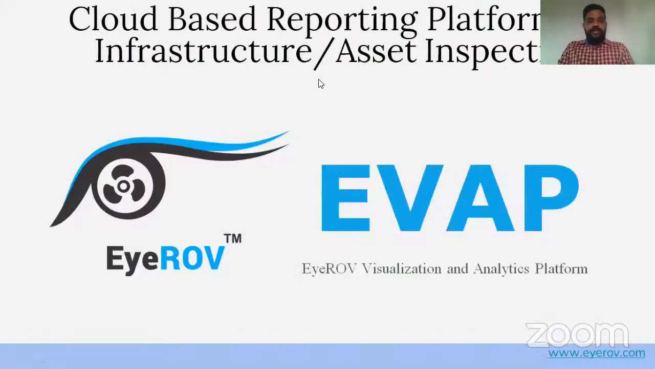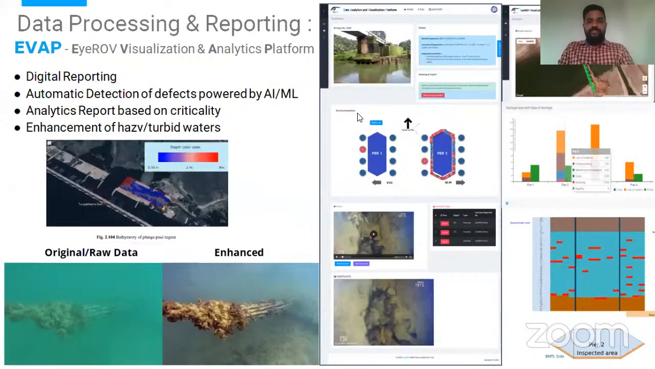This is our IRO visualization and analytics platform, the cloud-based software which I was talking about, and it gives basic visualization and analytics of all the assets which we inspect. So digital reporting is there, automatic detection of defects powered by artificial intelligence and machine learning algorithms, and analytics reports based on criticality. Even if defects are detected, the criticality of the defects is also given through the software. And it gives enhancement of low clarity videos, so better clarity images can be seen.